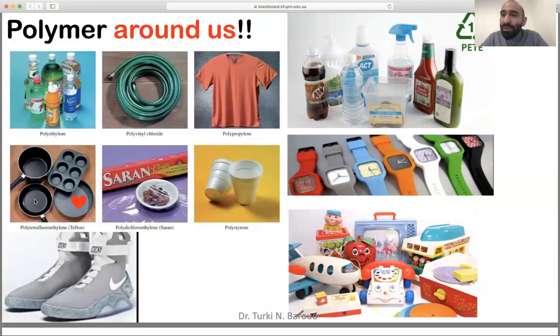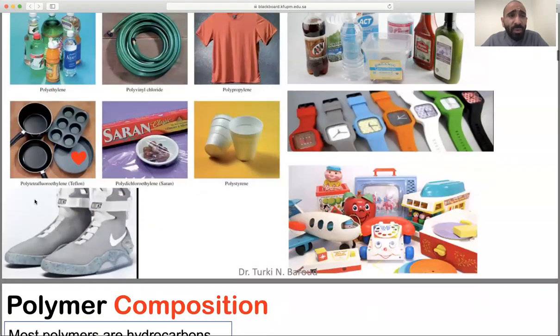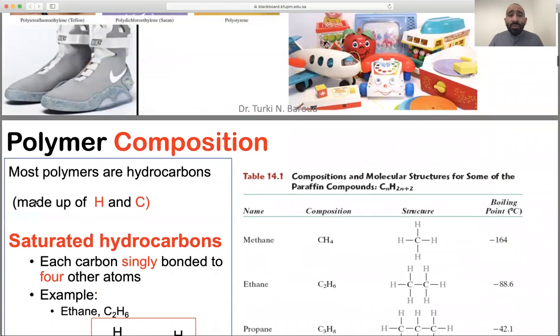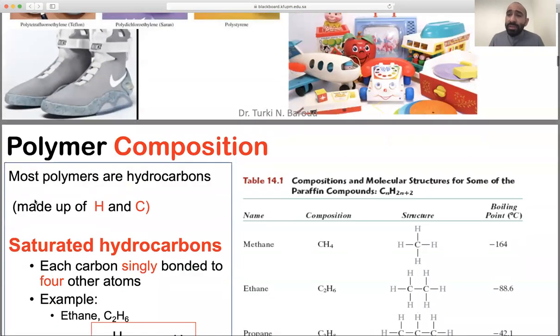So every time you cook, remember that this polymer is really everywhere in the kitchen, even the pan that you're going to use to make your egg for breakfast. Okay, wonderful. So polymer is around us everywhere, right? Okay, great. So the question is, what is the composition of this polymer?